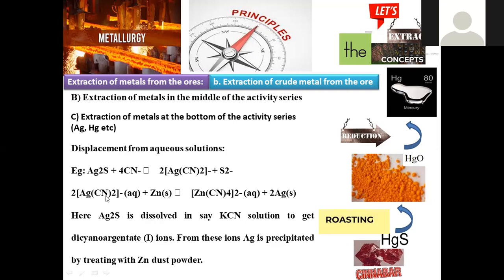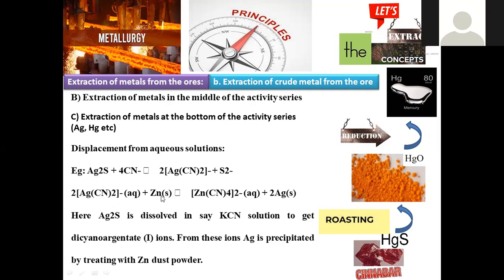Here is another process called displacement. Displacement means the existing one is replaced with some other, and it is called a displacement reaction. For example, I'm taking silver sulfide. Silver sulfide is taken and treated with cyanide. What happens? Sulfur is replaced with cyanogen. So here silver cyanide is generated, and the sulfur, S2-, evolved from the reaction is called sulfide. S2- is denoted as sulfide.